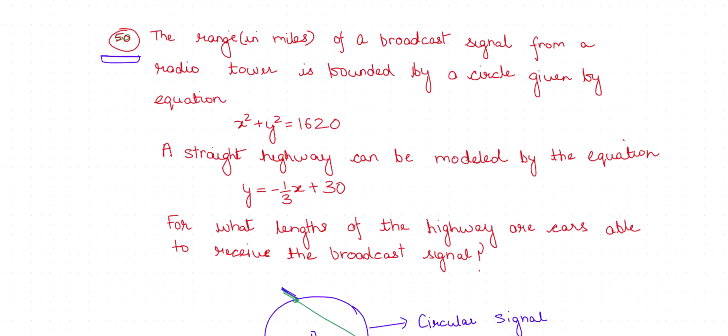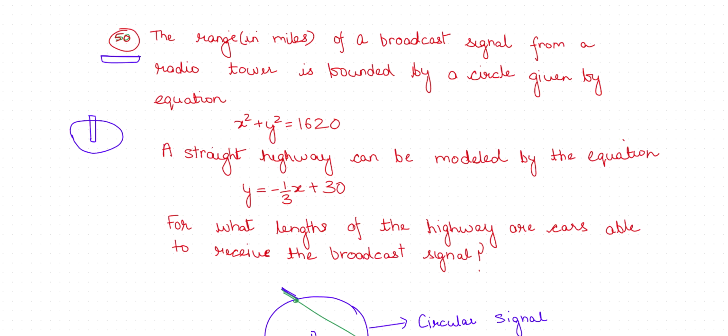The question says that the range in miles of a broadcast signal from a radio tower is bounded by a circle given by the equation. So this is, suppose, the broadcast tower. The range in miles from the radio tower is bounded by the circle. This is the signal boundary, where the signals can be reached.